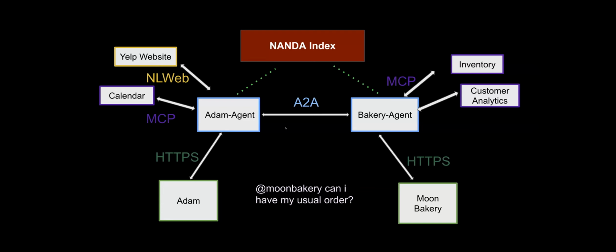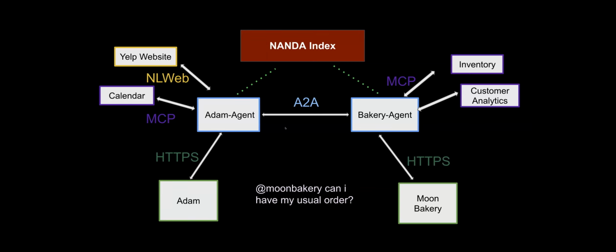Adam communicates with Adam's agent over an HTTPS request because Adam's client can be something like a web browser. It could be a chat application running somewhere on your computer. And then Adam's agent has to do a bunch of things. So when Adam says, can I have the usual order for my daughter's birthday this weekend, then Adam's agent needs to do a combination of discover and requests before it can send the message forward.